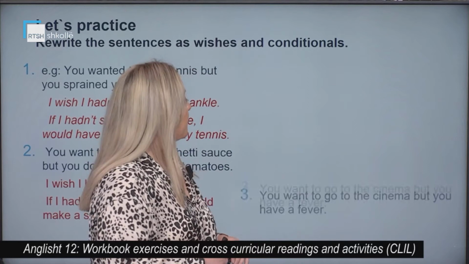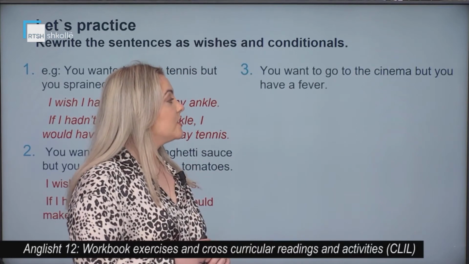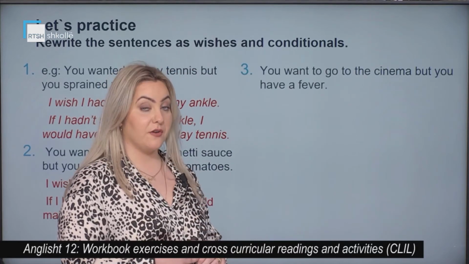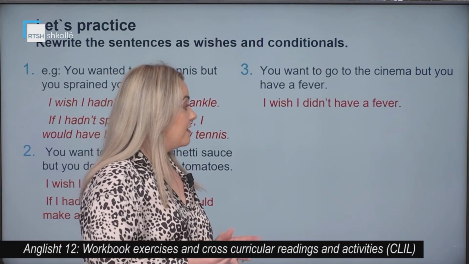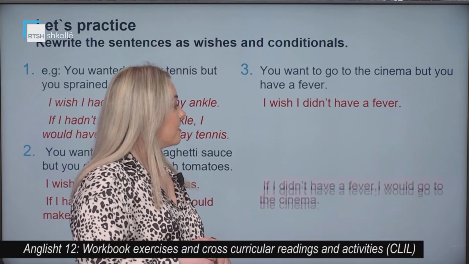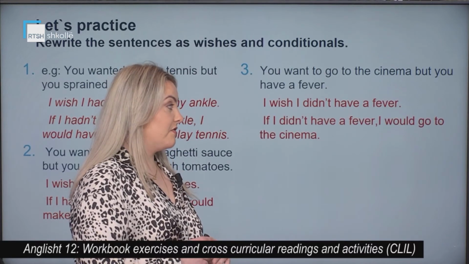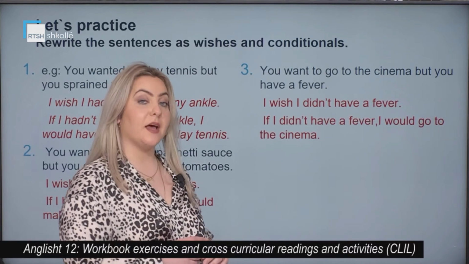Number 3. You want to go to the cinema, but you have a fever. Let's see together. I wish I didn't have a fever. The second one, if I didn't have a fever, I would go to the cinema.